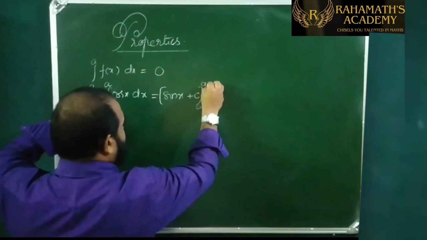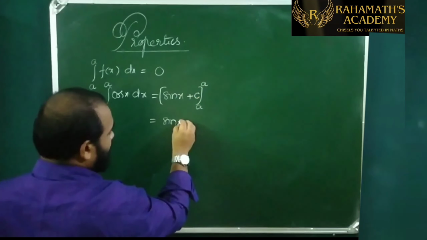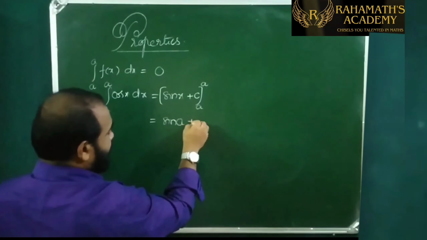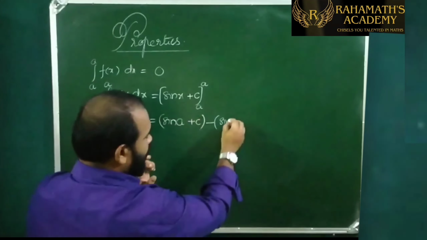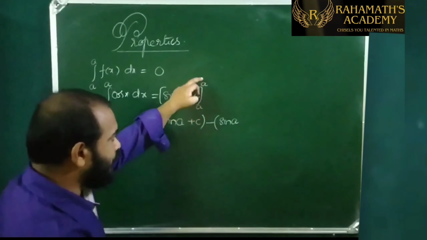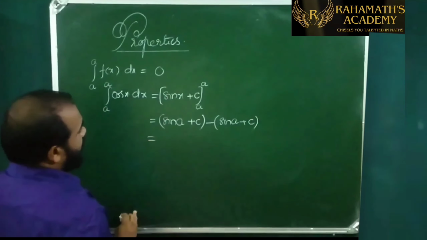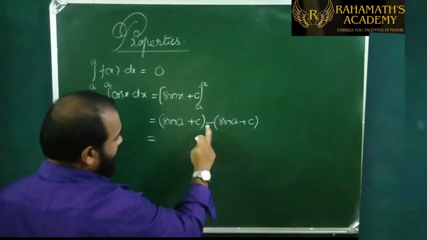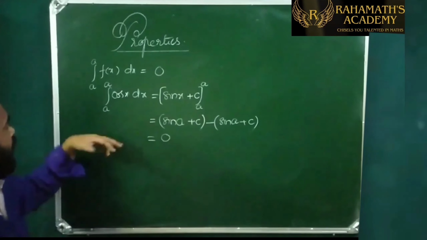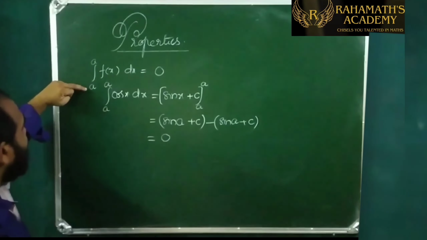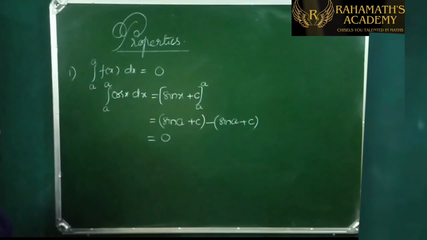this a to a has to be written here. Now in the place of x, substitute the upper limit in sin, plus c, minus sin with the lower limit a substituted. This time both limits are the same, plus c. Then sin a minus sin a, plus c minus c gets cancelled. So we are left with 0. Therefore we can arrive at the conclusion that the integral from a to a of f(x) dx equals 0.